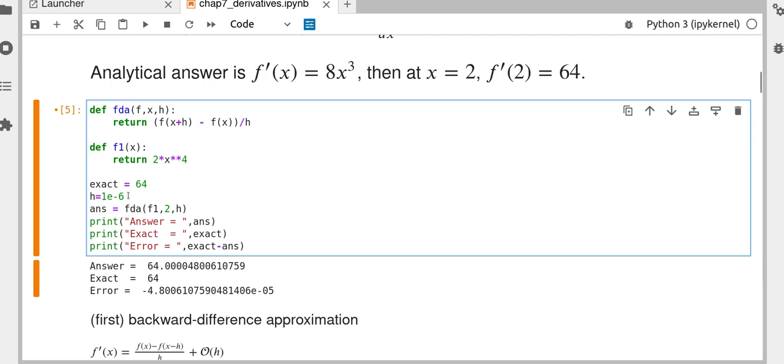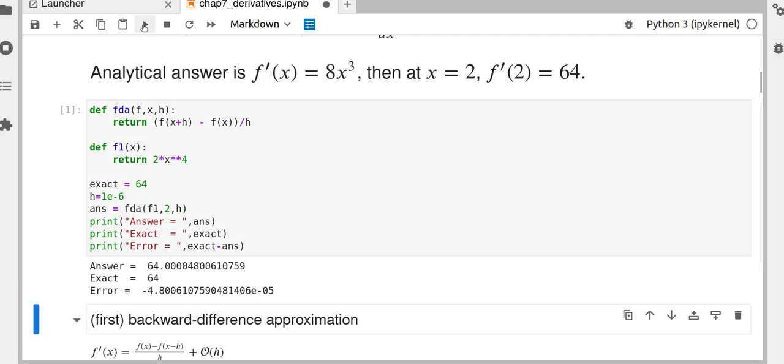Now, if we evaluate that and print our answer, we compare it with the exact value and the error. If you run it, our answer is 64.000048 and so on. The exact answer is 64 and the error is minus 4.8 times 10 to the power minus 5. So this result is not so bad for this simple differentiation.